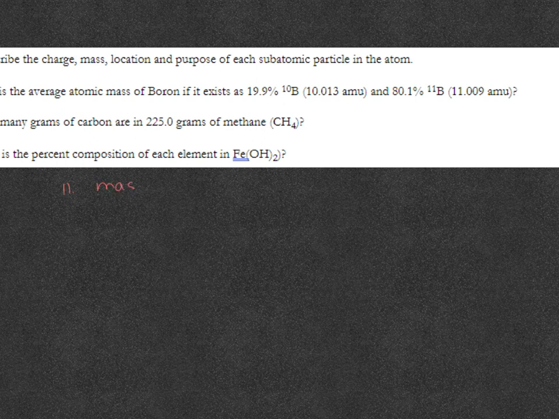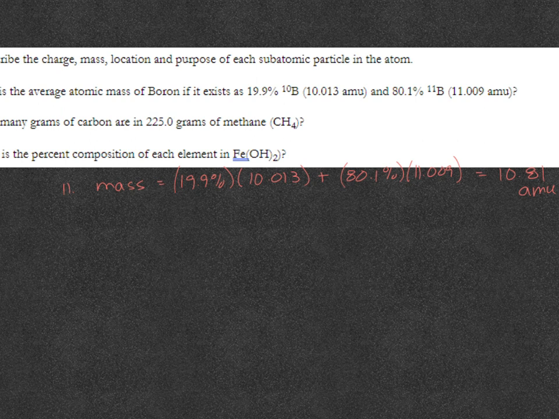So the mass is going to be 19.9% times the mass of boron-10, which is 10.013, plus 80.1% times the mass of boron-11. If there was a third isotope, you do percent times mass a third time. Don't forget these are percentages, so you need to at some point divide by 100. So either divide the percentages by 100 before you multiply, or hit this all into your calculator and divide by 100 at the end. And when you're done, you get 10.81 AMU.